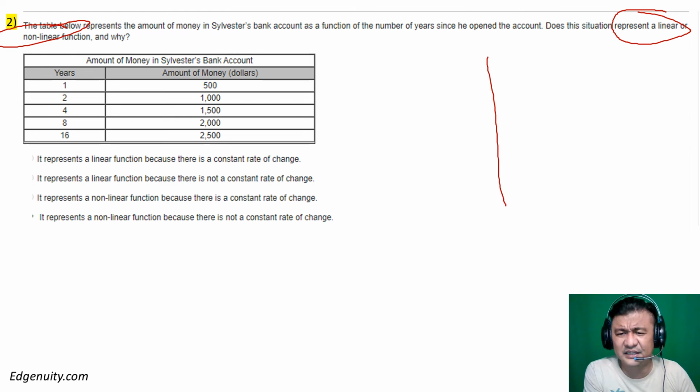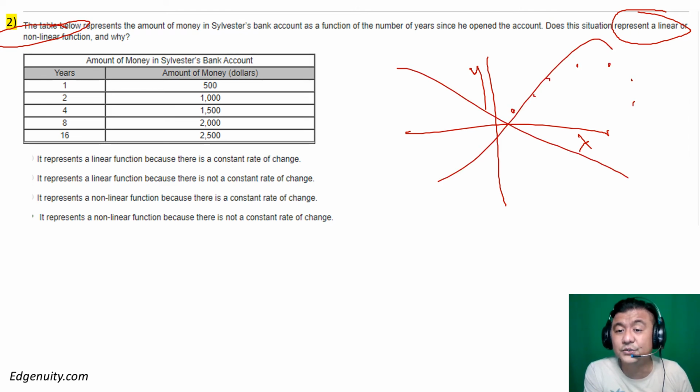Do I need to graph it, make a line, and then identify the x's and the y's, 1 year, 500, and make all the points like that? Should I do that? You don't need to. Remember, you just look if it is consistent, a constant rate of change. This is plus 1. This is plus 2. This is plus 4. And this is plus 8. This goes up by 500. This goes up by 1,000 minus 500, 1,500 is 500. This goes up by 500. This goes up by 500.